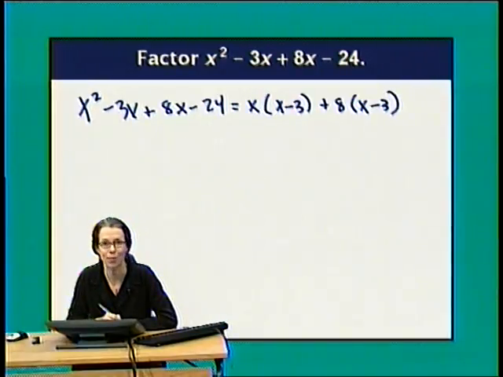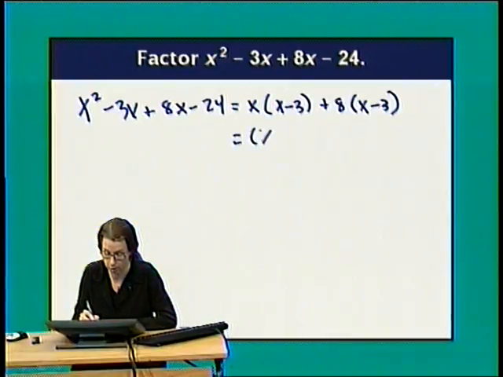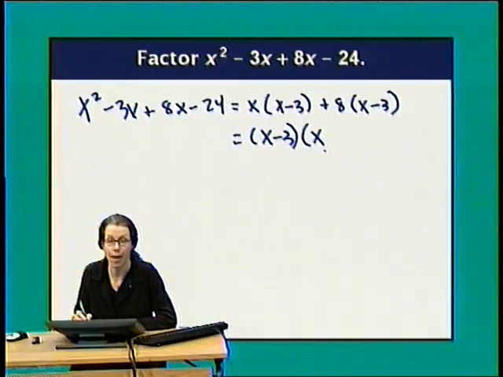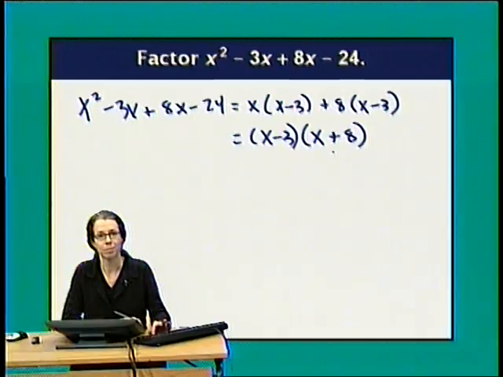And look what we have. We have a common binomial factor of x minus 3. When I factor that out, I need a factor of x to get back my first term and a factor of 8 to get back my second term.